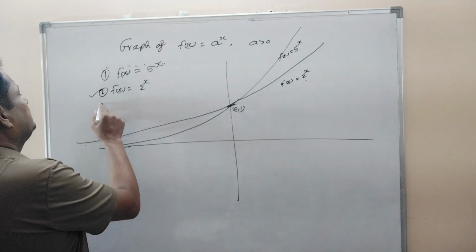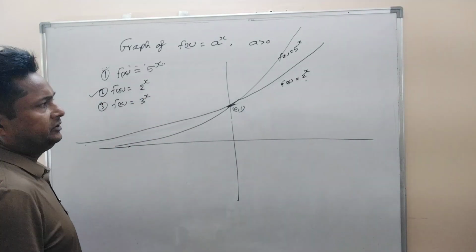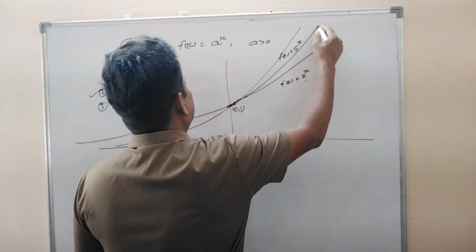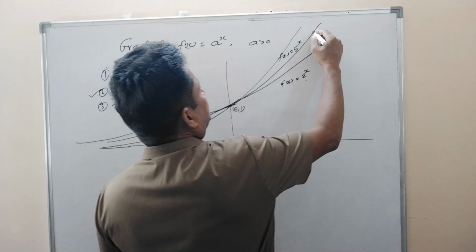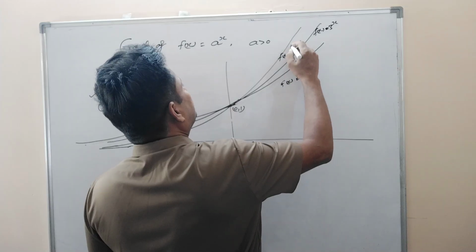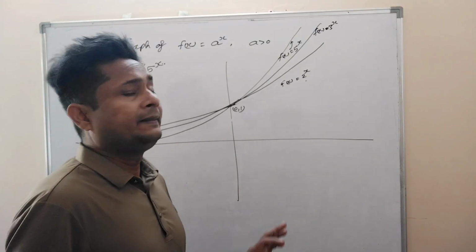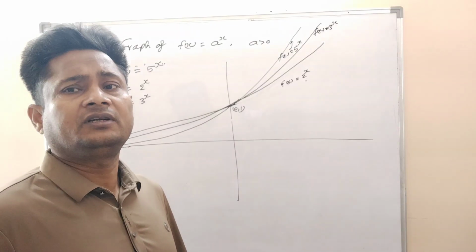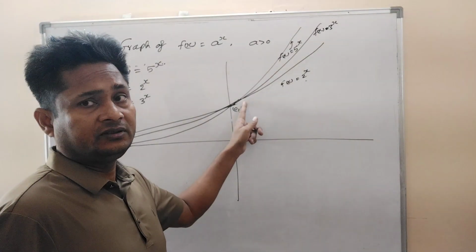And if you want to draw the graph of f(x) = 3 to the power x, then the graph of this one will look like this. This graph will be f(x) = 3 to the power x. This one is 5 to the power x. So I have drawn three graphs: 2 to the power x, 3 to the power x, 5 to the power x. That means the base is always greater than 1. Then the pattern of the graph will be like this.